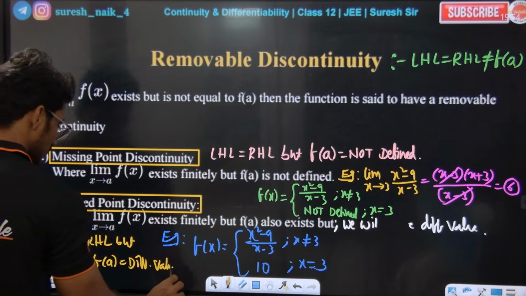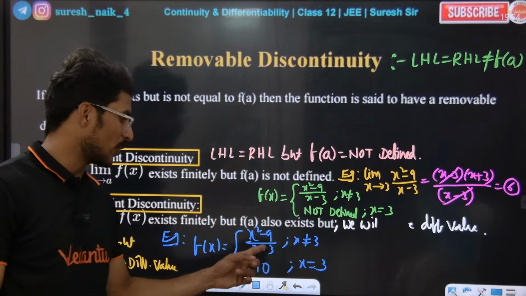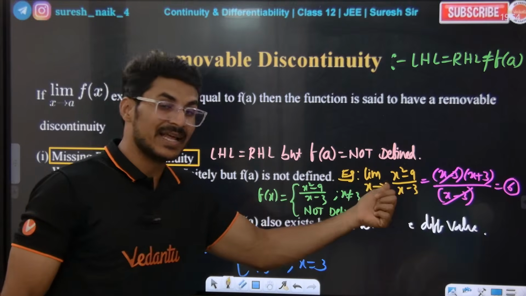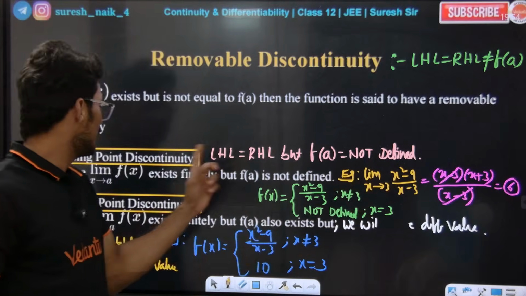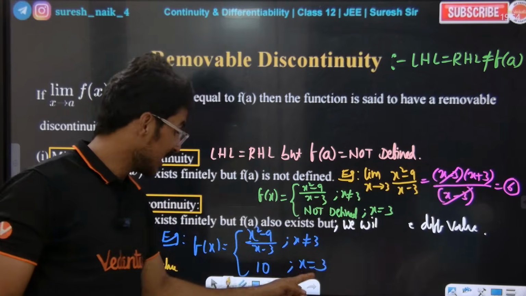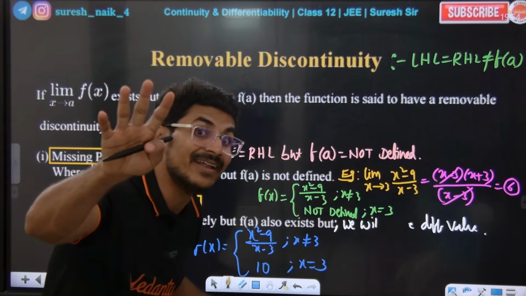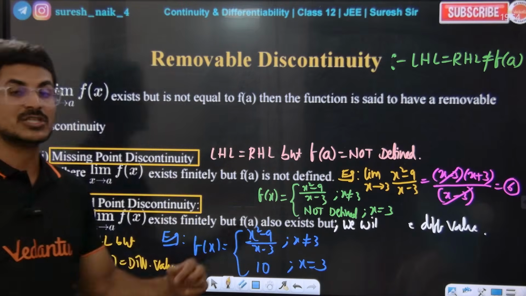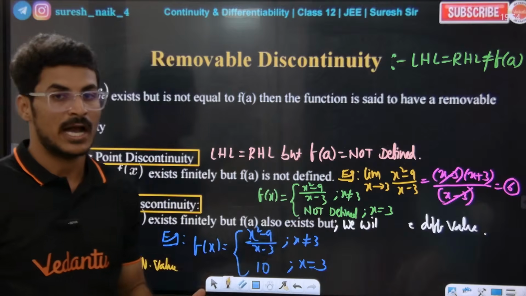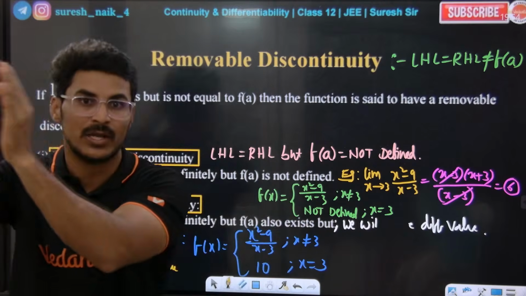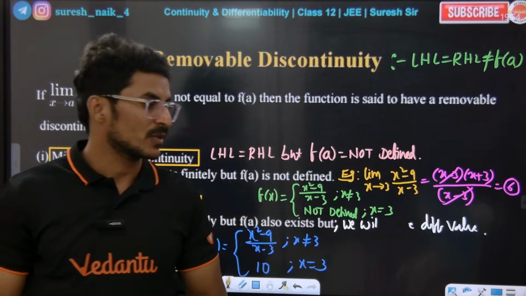Some different value means isolated value. LHL and RHL are equal, but in the function the value at 3 is not defined in a removable discontinuity, I mean a missing point discontinuity. Here the function is defined at 3, it is 10, but different. LHL and RHL are equal, but the functional value is different. So isolated means the function's value is 10, a separate value. Isolated means separate. Understood?